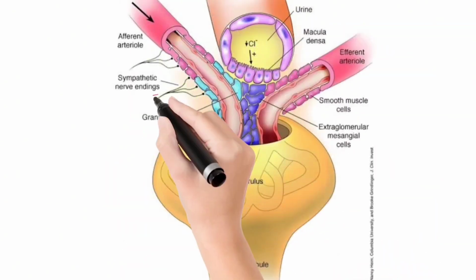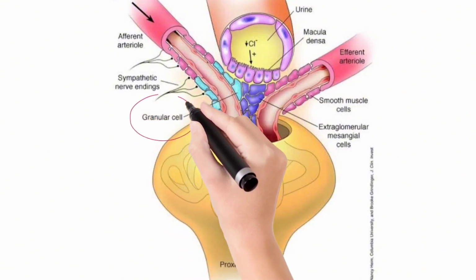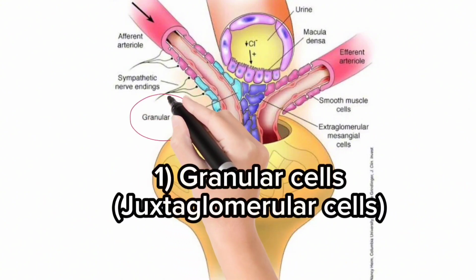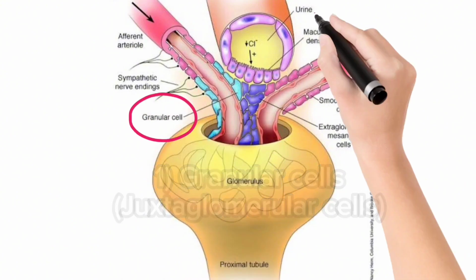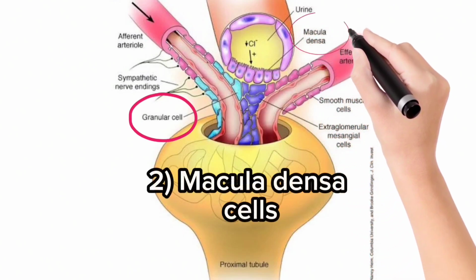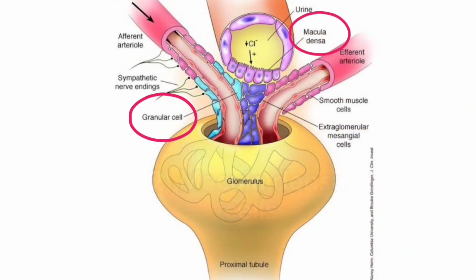First, the juxtaglomerular cells, or the granular cells, found in the afferent arterioles, and these cells release renin. Second, the macula densa cells found in the distal convoluted tubules. They sense the sodium levels and send signals.